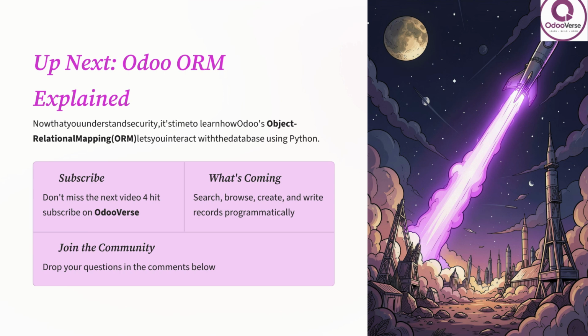Now, let's see how all security layers work together in a real example. First, we create a student user group. Second, we define permissions using the access CSV file. And third, we apply record rules so users only see their own records. Together, these three layers create a secure and professional Odoo application.